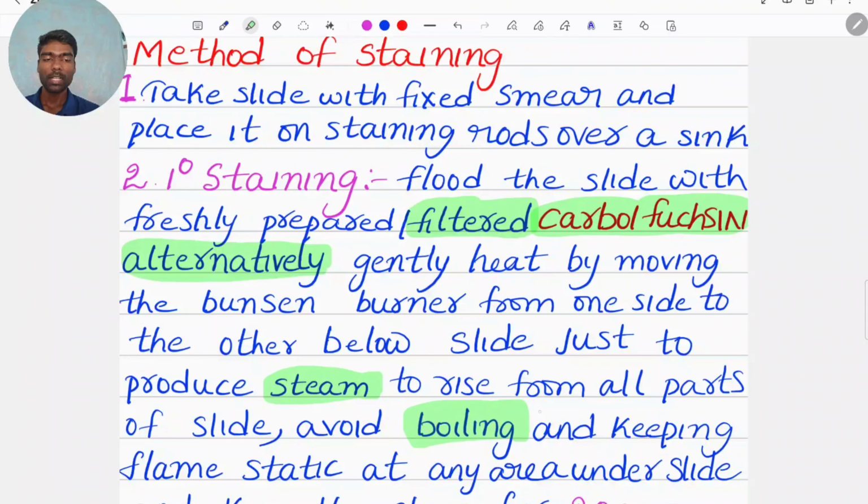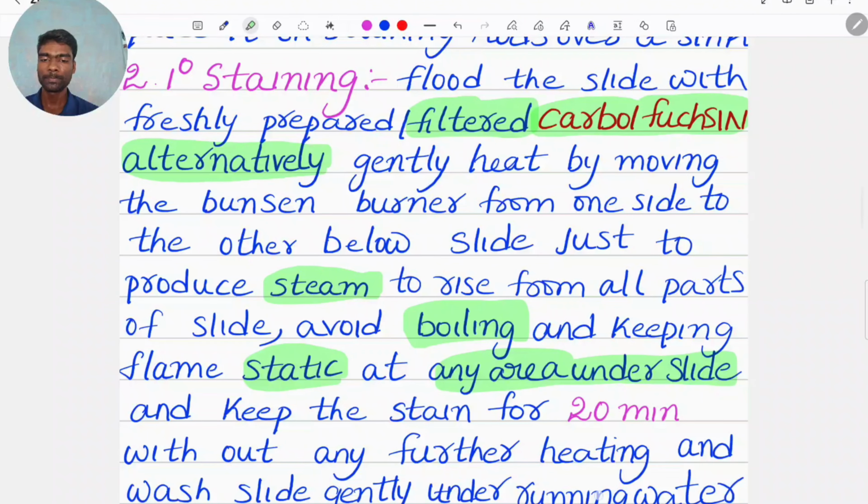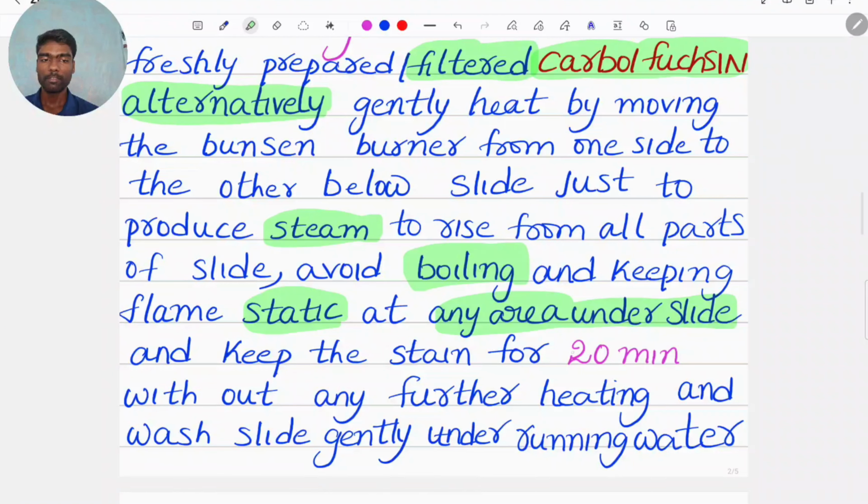Avoid boiling and keeping the flame static at any area under the slide. We have to keep on moving the Bunsen burner from one side to the other below the slide until steam rises from all parts of the slide. Then we have to stop. Avoid boiling and keeping the flame static at any area, to avoid localization of the heat and boiling in that particular area. And then keep the stain for about 20 minutes without any further heating. And finally, wash the slide gently under running water. Primary staining finished with carbol fuchsin.